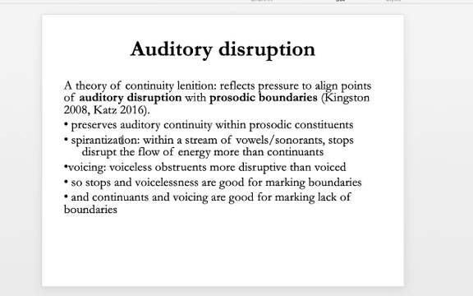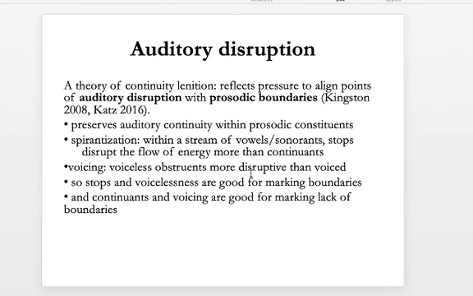Right? So for spirantization, for instance, within a stream of vowels, stops are going to disrupt the flow of energy more than continuants do. So realizing these consonants as continuants makes the speech stream less disrupted and more acoustically continuous. Right? Same thing for voicing here. In between some vowels, if you have a voiceless obstruent, it's going to be more disruptive than a voiced one because it's more dissimilar from the surrounding vowels. So it's going to create greater perceptual auditory disruption.